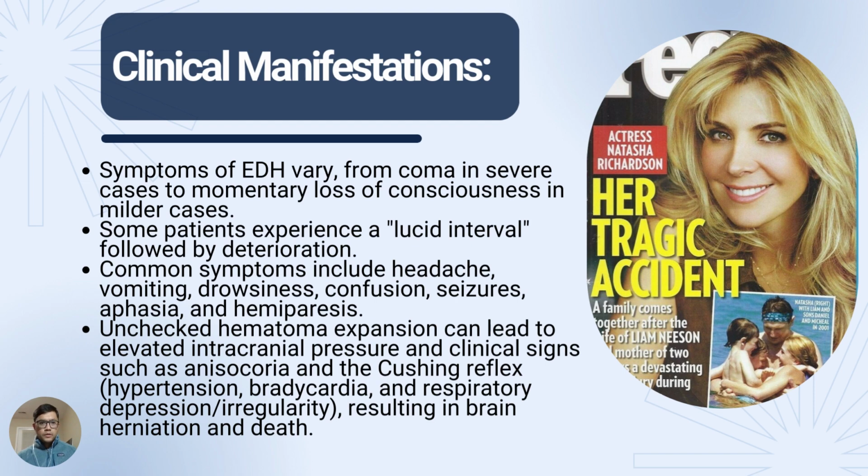So, going back to anisocoria, it's characterized by a difference in pupil size from one eye to the other because of the uncal herniation. There is a compression of the third cranial nerve, which is the oculomotor nerve, resulting in dilation of one of the eyes, particularly the pupil.